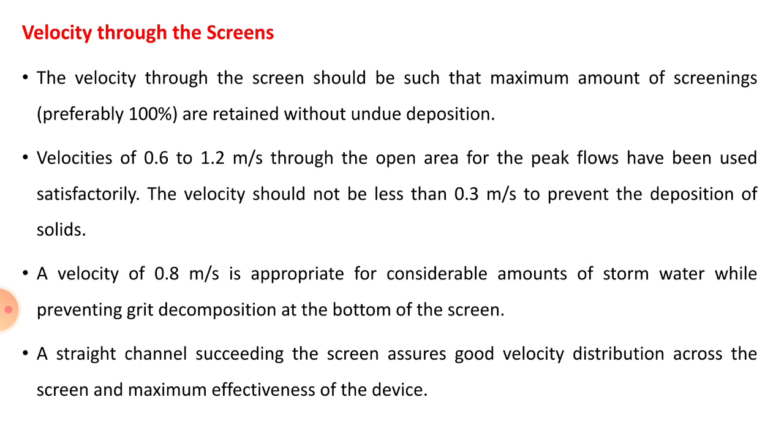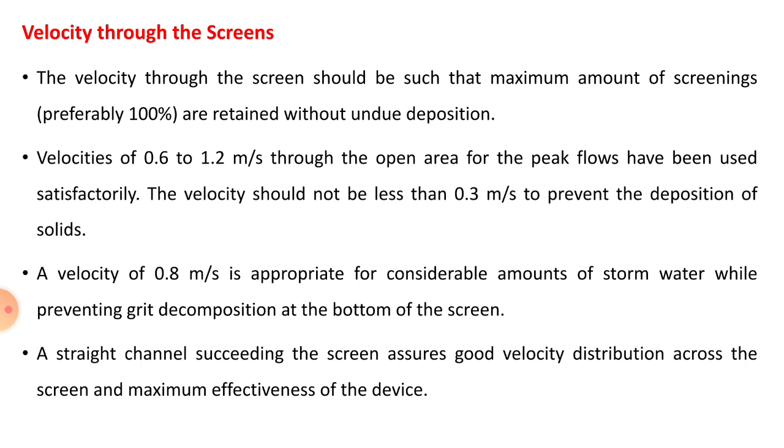Velocity through the screen. Velocity through the screen should be such that the maximum amount of screening, preferably 100%, is retained without undue deposition. So, we have to maintain the velocity such that 100% of the material will be retained on the screens. Velocity of 0.6 to 1.2 meter per second through the open area at peak flow has been used satisfactorily. Usually, 0.6 to 1 meter per second velocities are desirable and cause no significant deposition.